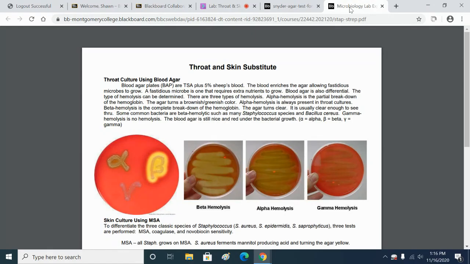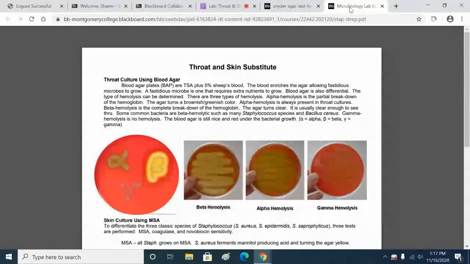And for the throat, we use a medium called blood agar. And if you refer back to the table that summarizes selective and differential media, you'll see that's where blood agar is listed. And blood agar is basically just ordinary TSA, tryptic soy agar, plus 5% sheep's blood.